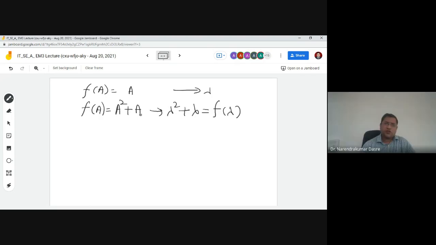Yes. Because f of A is A square plus A, no? And I am getting a polynomial in terms of lambda. So lambda square plus lambda. So can I write it as f of lambda? Yes, sir.